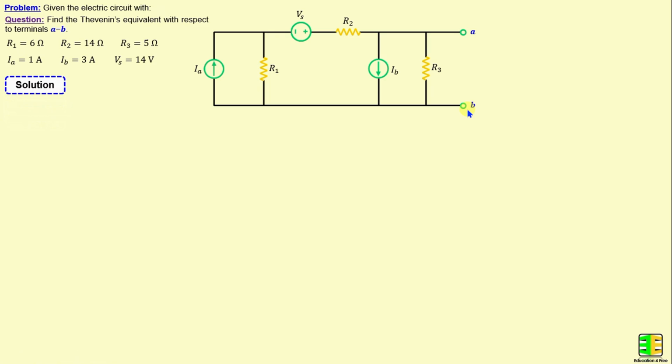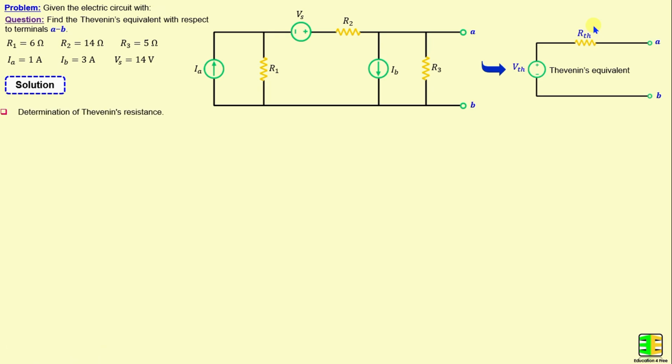By applying Thevenin's theorem between terminals A and B, we can replace this circuit with a voltage source in series with a resistor, which will be denoted as VTH and RTH. I will start first with the determination of the Thevenin resistance.